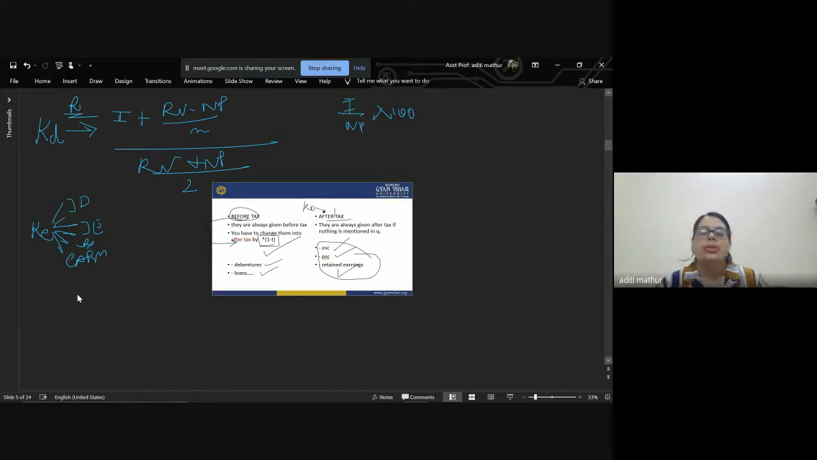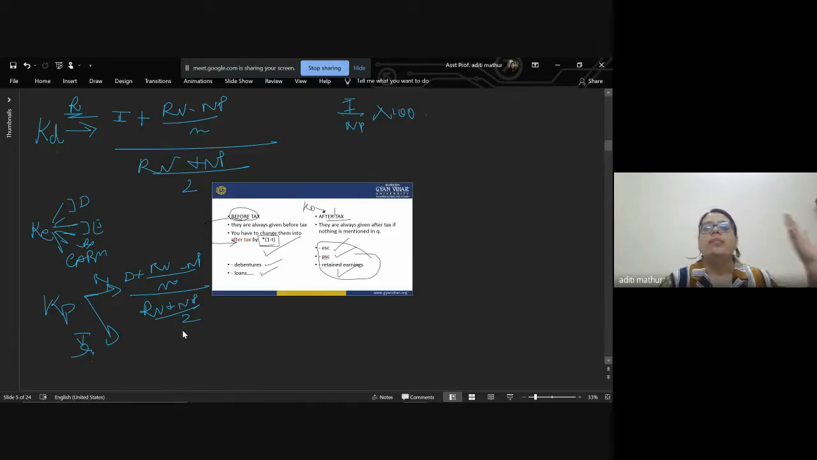Any of them can be used to calculate the KE. If we talk about the case of preference share, then again we have two options, that is redeemable or irredeemable. If we talk about the redeemable, it is dividend plus RV minus NP divided by N, whole divided by RV plus NP divided by 2, right? And in this case, we don't have to give any tax effect because it is already after tax. It is just because of the case of the debentures and loan, we learn how to do the tax effect.